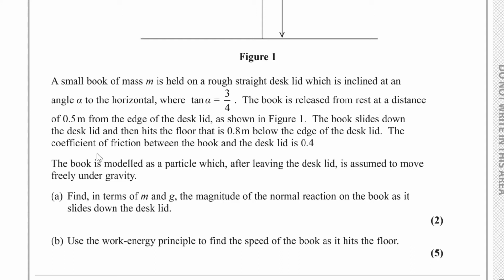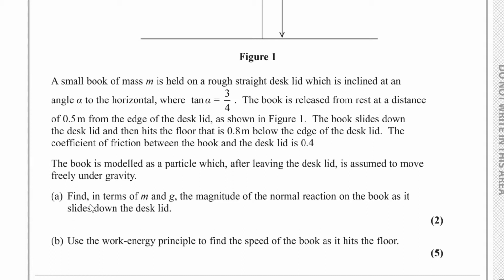The book slides down the desk lid and then hits the floor that is 0.8 meters below the edge of the desk lid. The coefficient of friction between the book and the desk lid is 0.4. The book is modelled as a particle which, after leaving the desk lid, is assumed to move freely under gravity.